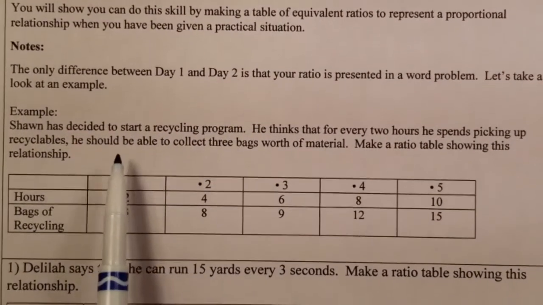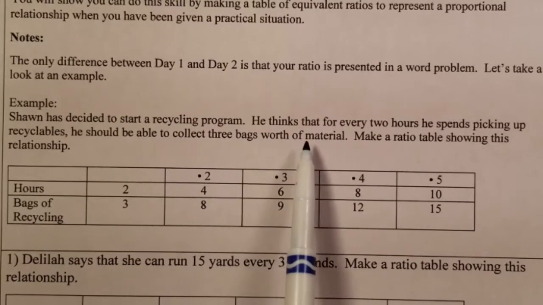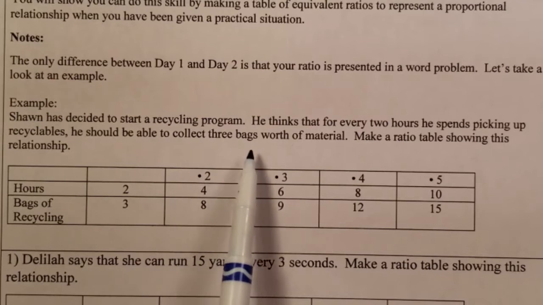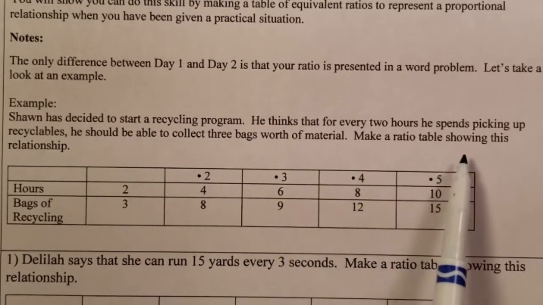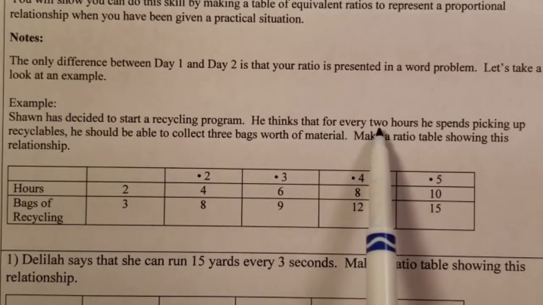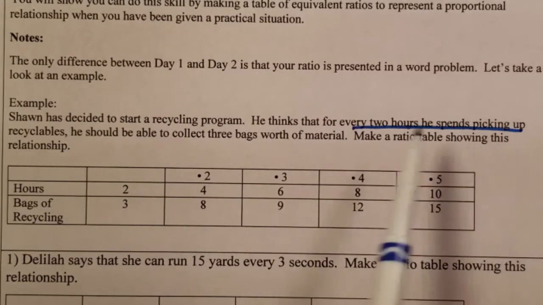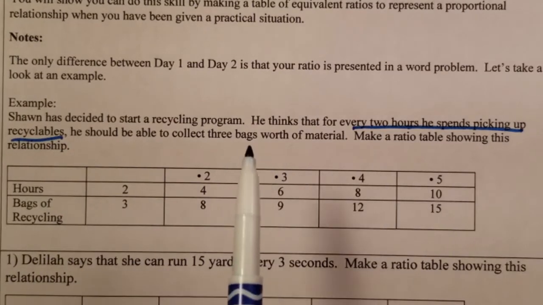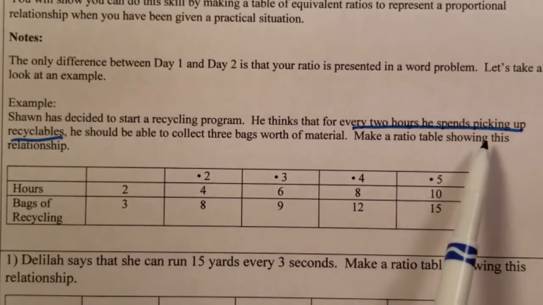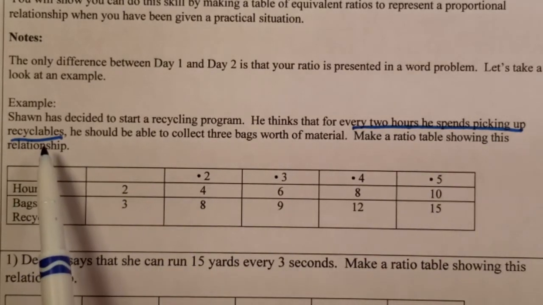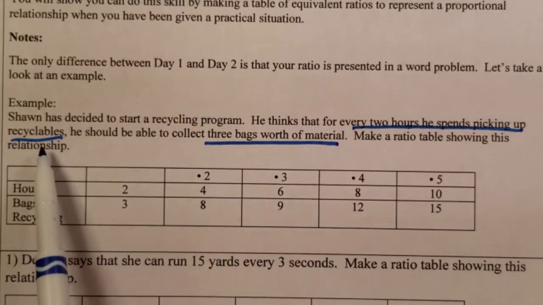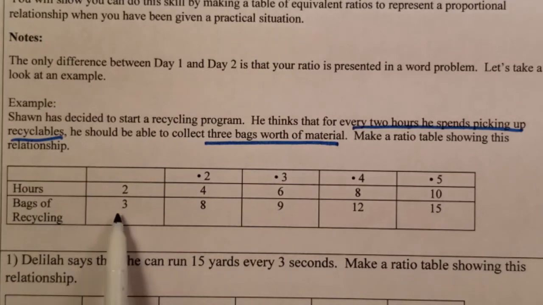So Sean has decided to start a recycling program. He thinks that for every 2 hours he spends picking up recyclables, he should be able to collect 3 bags worth of material. Make a ratio table showing this relationship. So the first thing he's comparing, for every 2 hours he spends picking up recyclables. Okay, so the first one is 2 hours. He should be able to collect 3 bags worth of material. So bags of recyclables is 3.